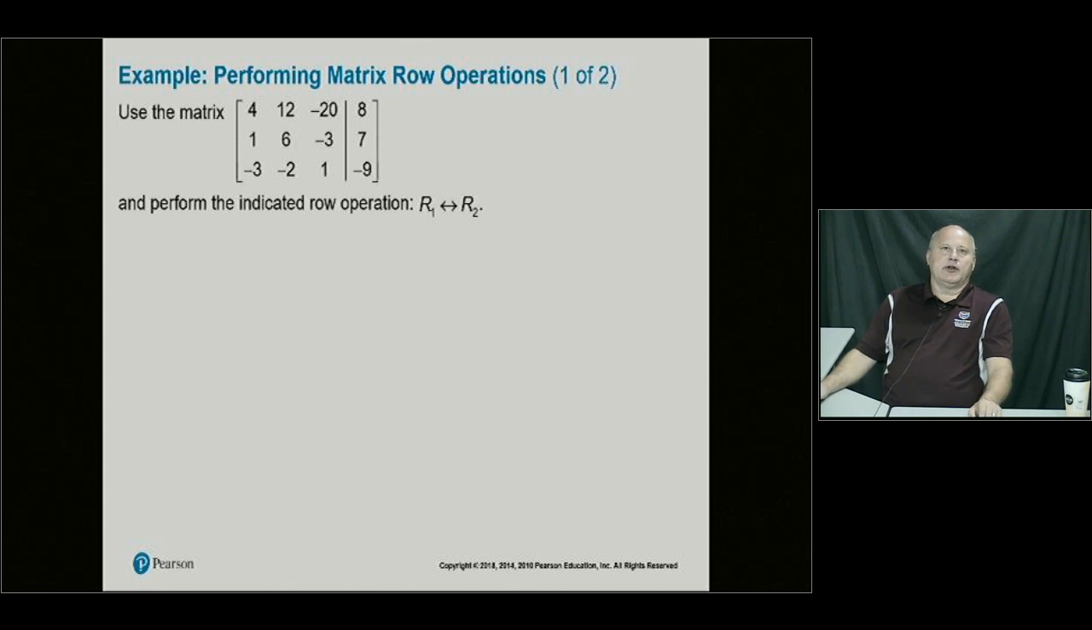Okay, so what we're going to do is perform the indicated row operation. We want to switch the first row to the second row. So R1 is interchanged with R2. That's how you say it. R1 interchanged with R2.